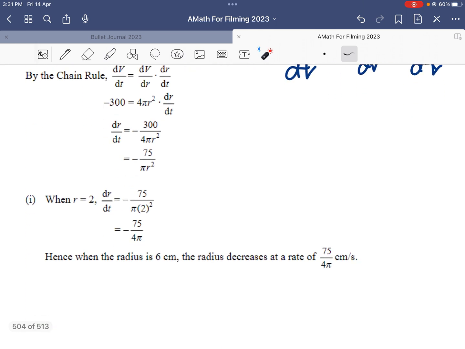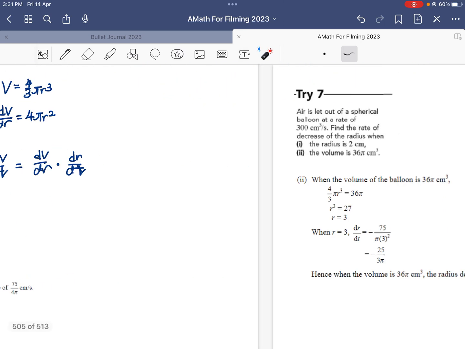Now, part 1 is simple enough when the radius is 2 cm. So radius is 2 cm. I substitute the value. I get that the rate of change of radius with respect to time is negative 75 over 4 pi. So it means this, where the radius is 2 cm, the negative means that the radius is decreasing. So the radius is decreasing at a rate of 75 over 4 pi cm per second. The negative means it's decreasing at a rate of this.